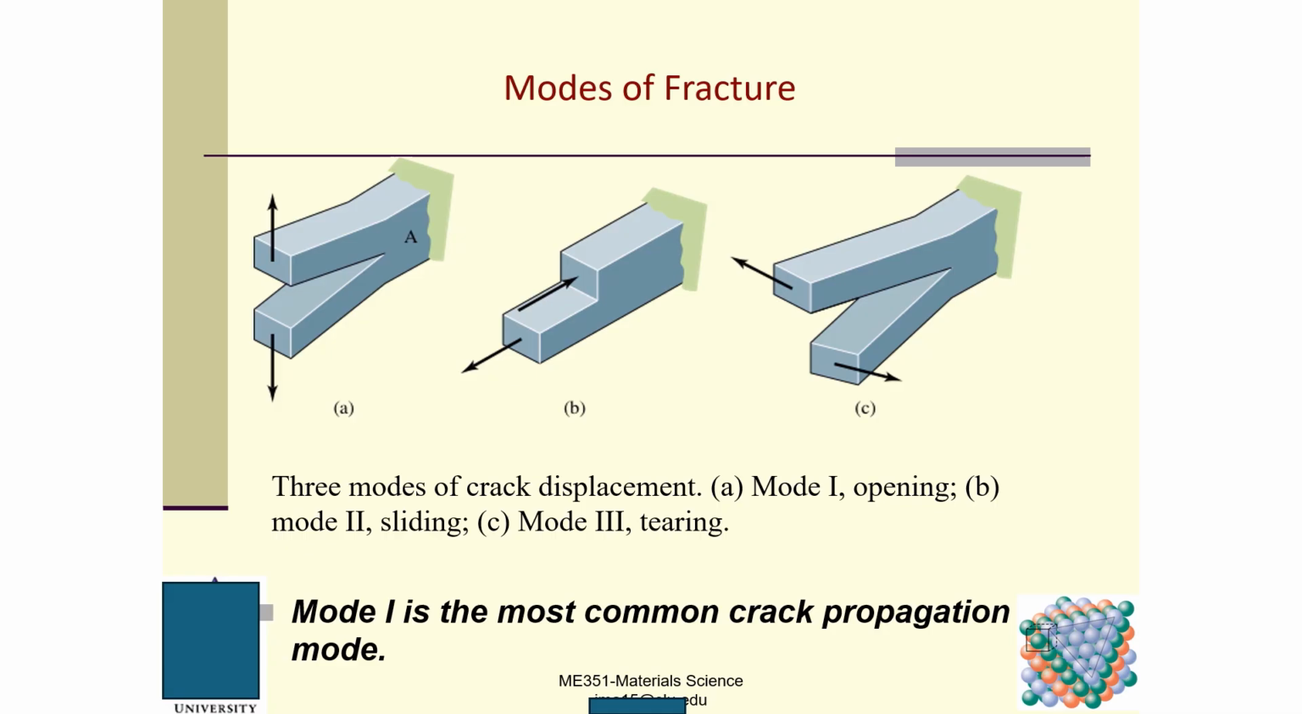Mode one is the most common crack propagation mode, and I want you to remember these three commonly seen modes. The commonly seen one is opening. We have three different modes: mode one, mode two, mode three. And usually, because of the complexity of the physical phenomena, in fracture we see mixed modes, which combine these three fundamental modes. Any questions regarding this slide?